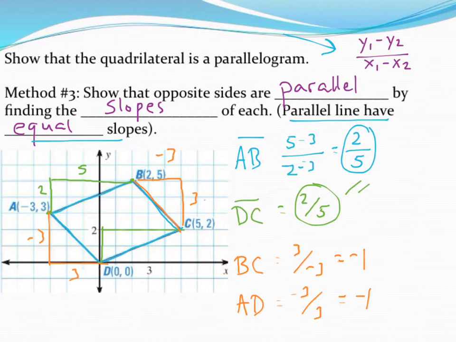And so what I can see again is that those two segments also have the same slope, meaning those two segments are going to be parallel to each other. So I can see that I have two sets of parallel sides. The left and right sides are parallel. The top and bottom sides are parallel because they have the same slope, meaning this figure is a parallelogram.